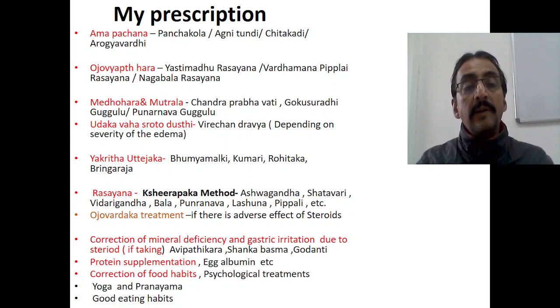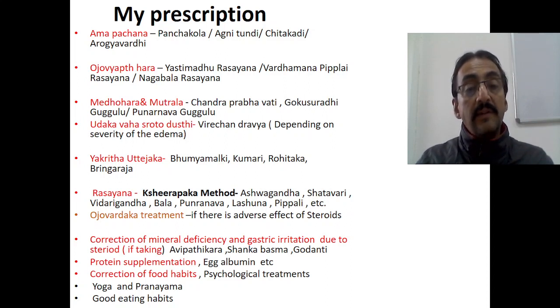Rasayana treatment should be given. I usually give Rasayana by means of the Chirapaka method, like Ashwagandha, Shatavari, Vidarigandha, Bala, Punarnava, Lashuna, Pippali, etc. Ojo Vardhaka treatment has to be followed if there are adverse effects of the steroids. Correct the mineral deficiency and gastric irritation due to steroids, if the patient is taking steroids, by using Abhrapatikara, Shankhabhasma, Godanti, etc. Protein supplementation should be given either orally as proteins or egg albumin, etc.